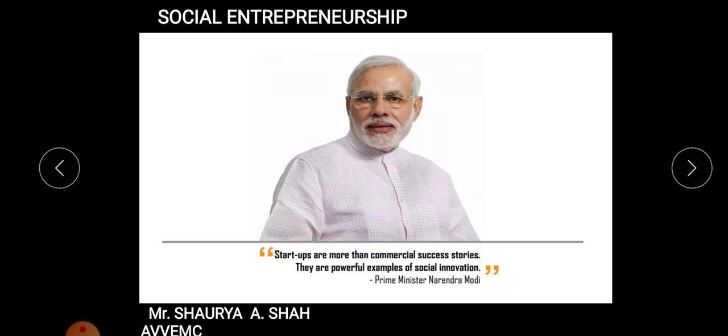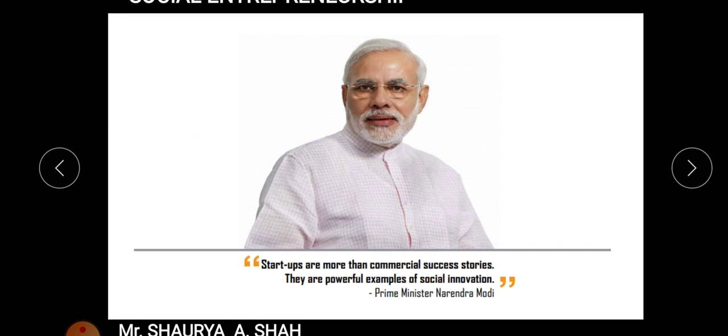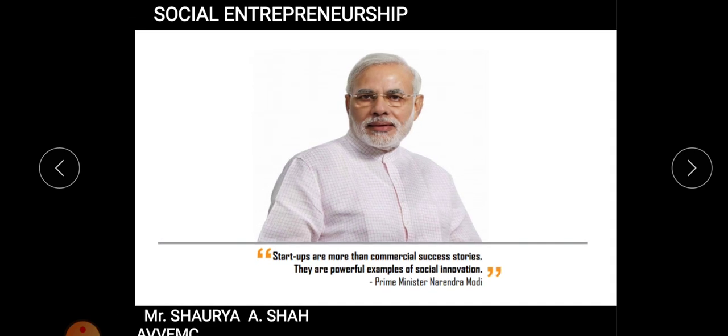To begin with, social innovation. A quote by our honorable Prime Minister Shri Narendra Modi: he said that startups are more than commercial success stories. He is a visionary person with such a vision for developing startups and innovation, particularly in India. So startups are more than commercial stories, they are powerful examples of social innovation.